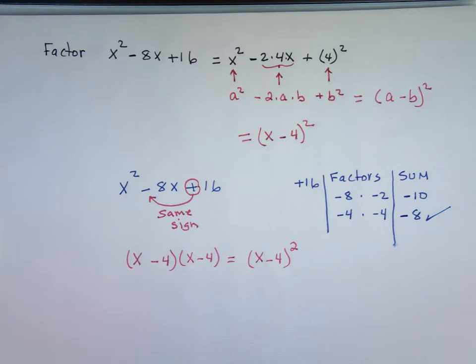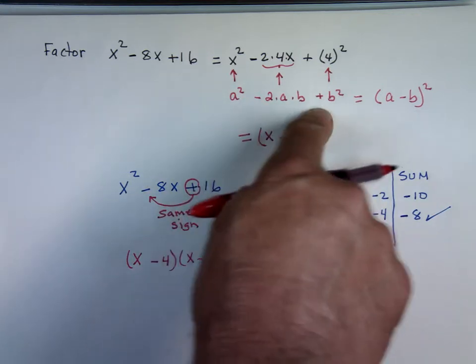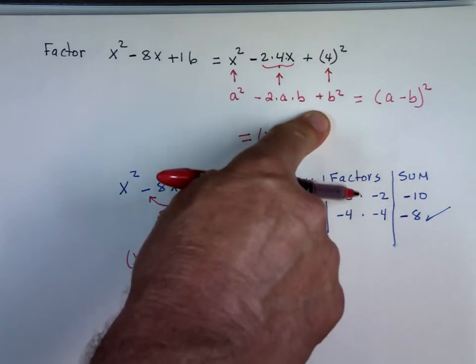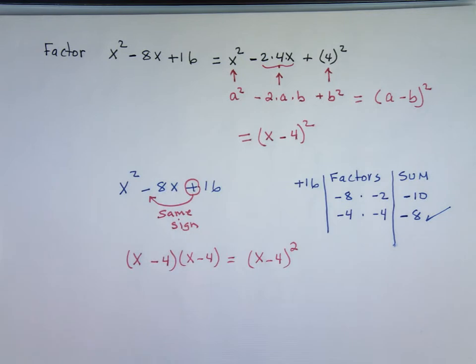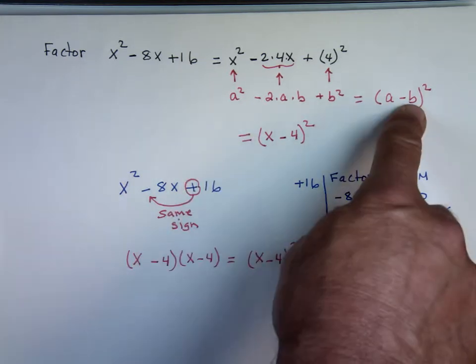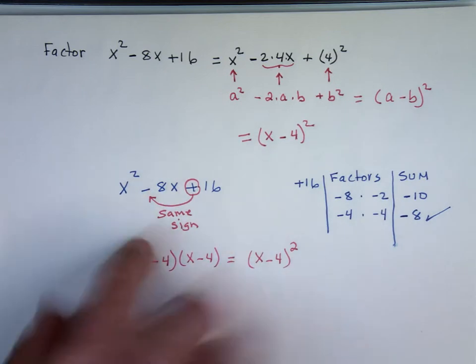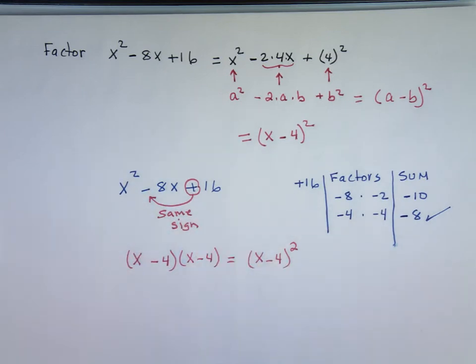So we've done the problem both ways, using that perfect square method, or basic factoring. If that makes sense to you, stay with it. If you don't like it, just go back to your basic factoring and factor the problem. Let me try another one.